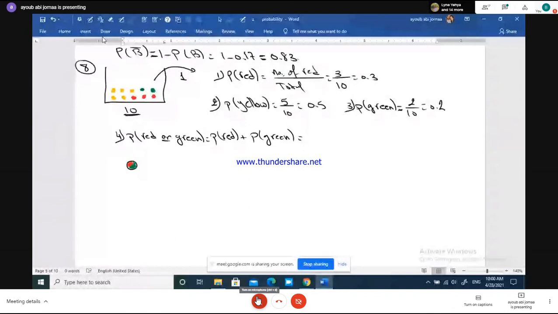If this is the union, let's recall: probability of red plus probability of green, minus probability of the intersection. There is no marble that is at the same time red and green. Probability of red is 0.3, probability of green is 0.2, so the answer will be 0.5. Right?